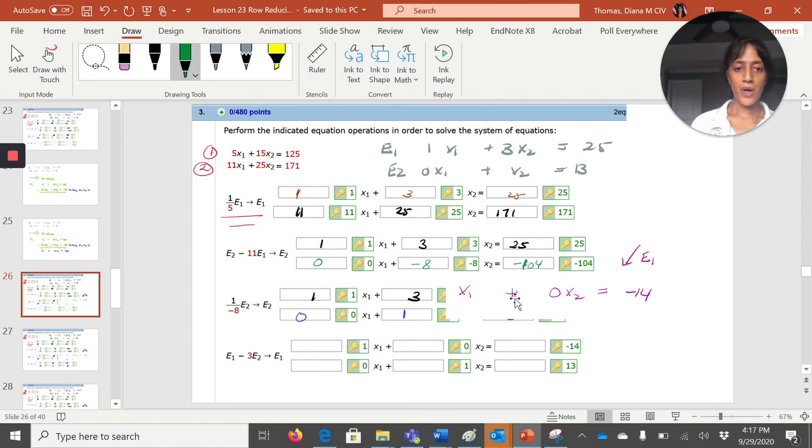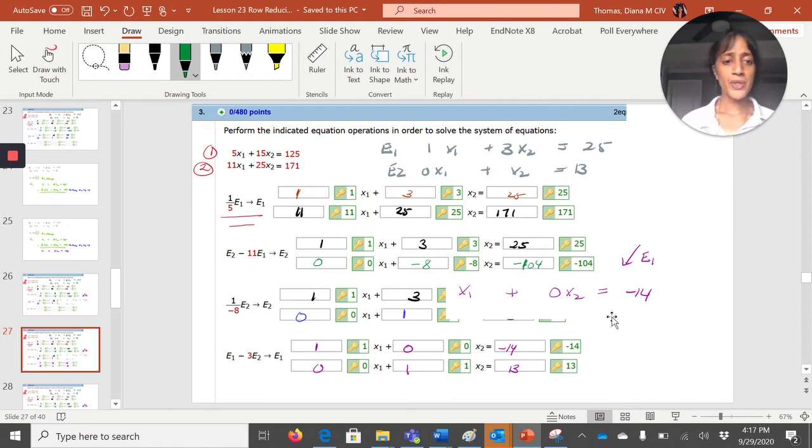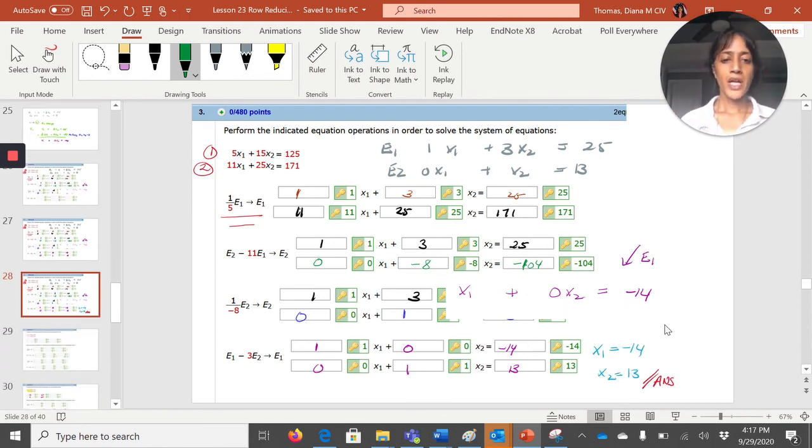So here's my new E1. I know it's E1 that's changed because they told me so. I put those numbers up: 1 is the coefficient of x1, 0 is the coefficient of x2, and -14 is the right-hand side. From this, I can now take down the answer, because if I extract this, it means x1 is equal to -14, and x2 is equal to 13. And I put in the old-school double underline.